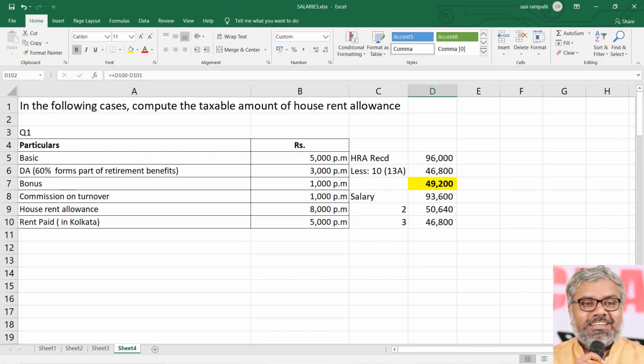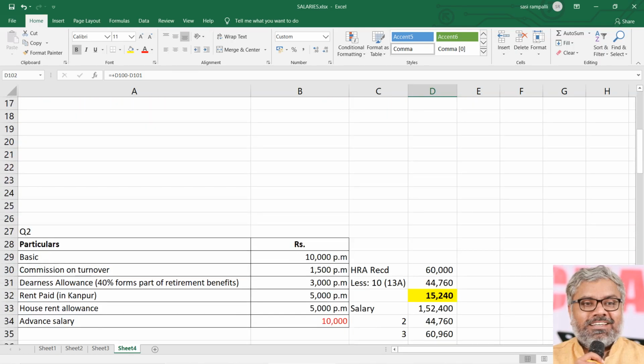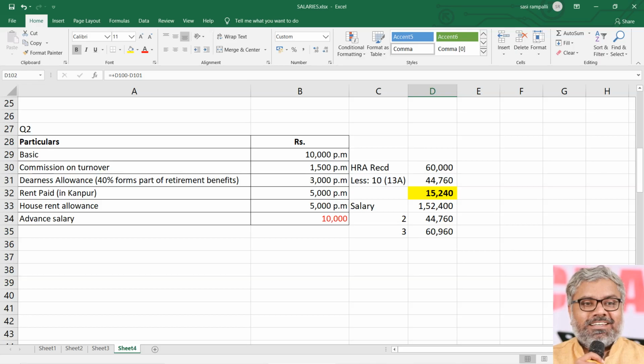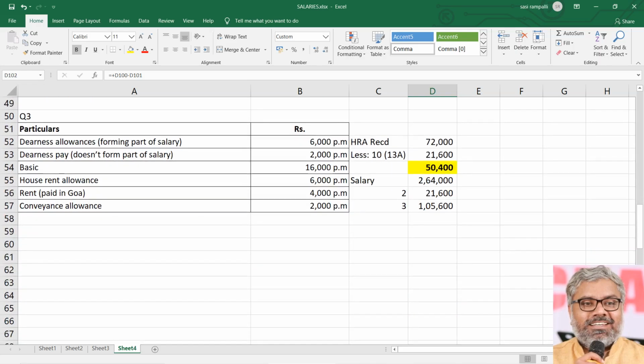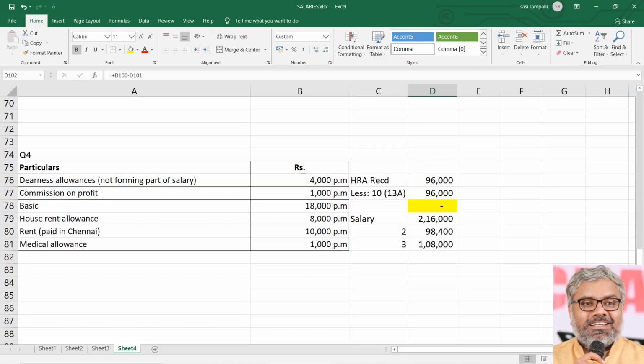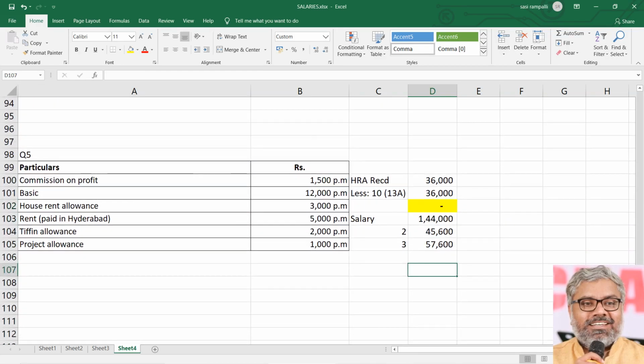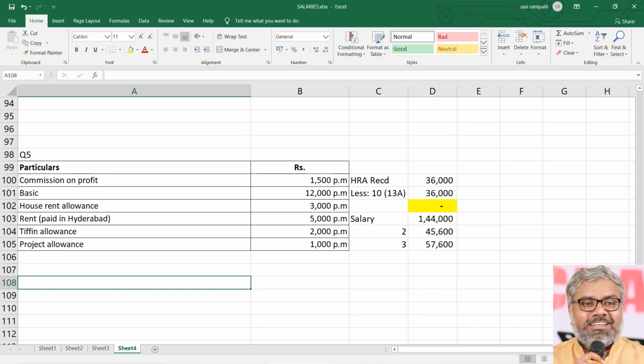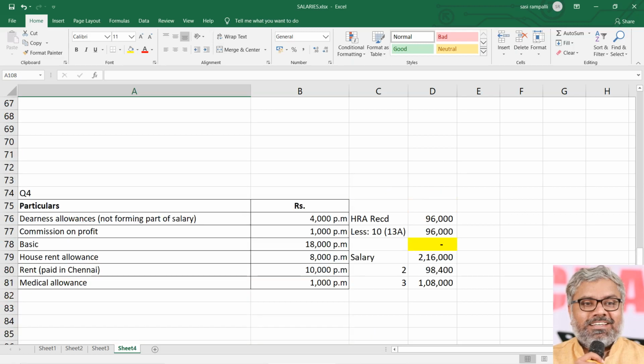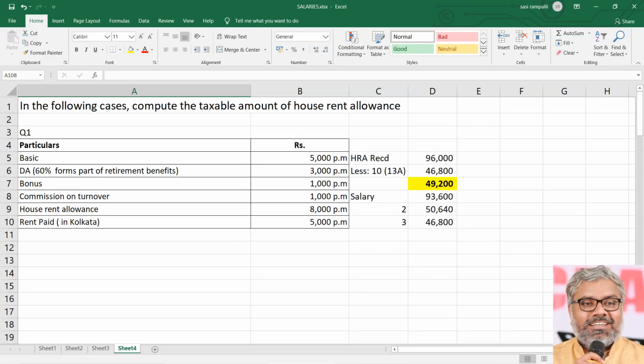So the final answers are 49,200, 15,240, 50,400, nil and nil. Of course, these calculations should have been done properly. If any such question is given in the examination as a descriptive question, then you need to show the workings also. But these are anyway generally for practice. Directly questions like this will not appear in the examination.